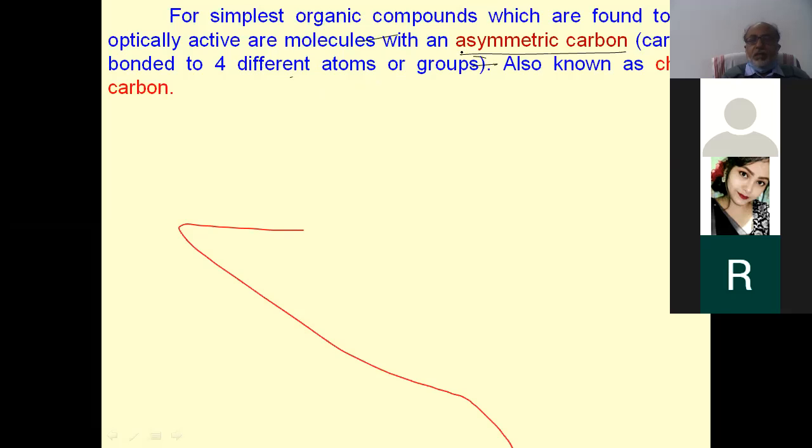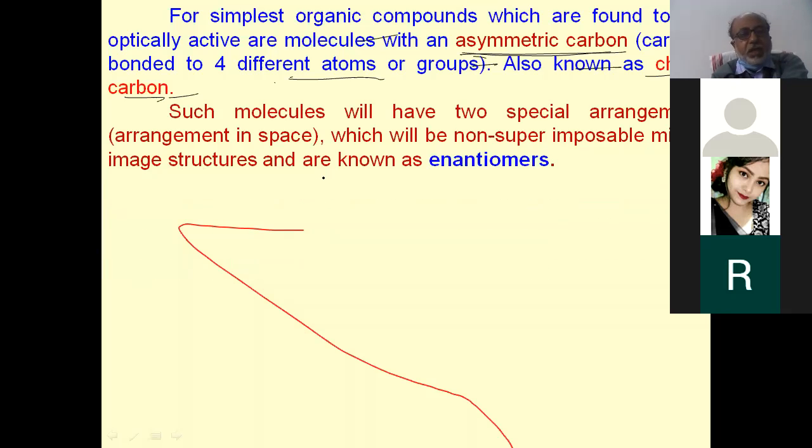Asymmetric carbon: the carbon bonded to 4 different atoms and groups, also known as a chiral carbon. So this is the term, and you already know it. Everything that we are doing here is what you already know. Such a molecule will have 2 spatial arrangements which are non-superimposable mirror image structures to one another, and they are known as enantiomers. Now let us see.